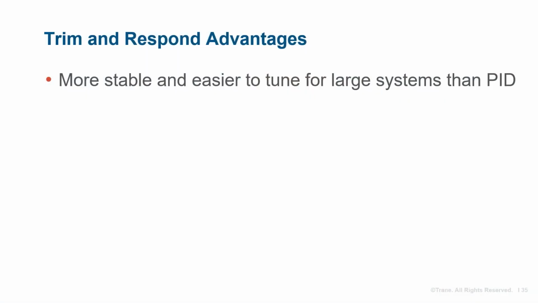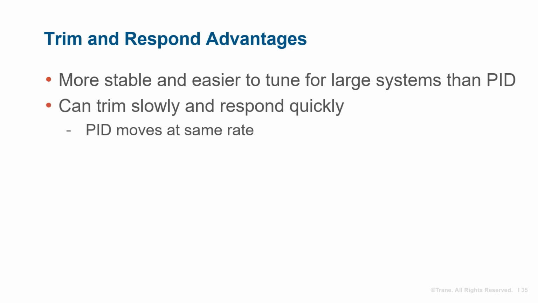Next, let's go over the benefits of trim and respond. In comparison to traditional PID loops, trim and respond is easier for technicians and commissioning agents to tune the system operation. This is partially due to the fact that it can trim slowly and respond quickly. Both the trim and respond rates are adjustable and may be different, which is notable since PID loops move at the same rate regardless of direction.